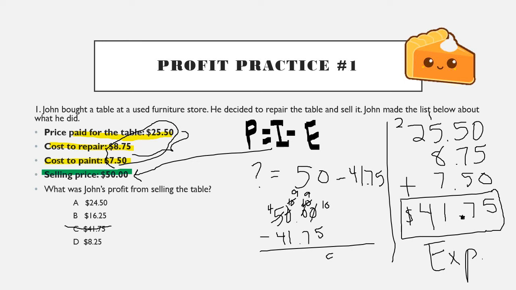10 minus 5 is 5. 9 minus 7 is 2. 9 minus 1 is 8. So $8.25 is our total profit. And the answer is D.